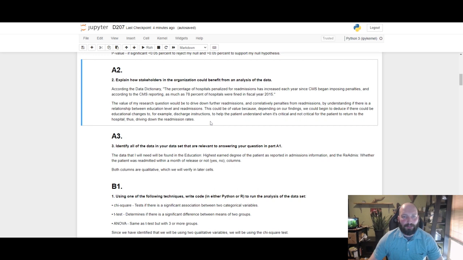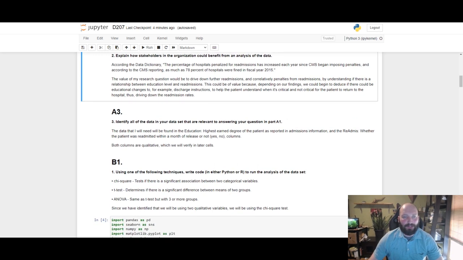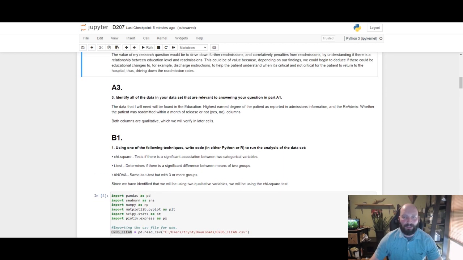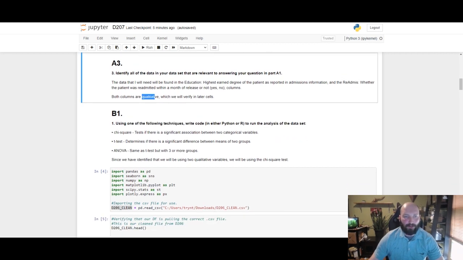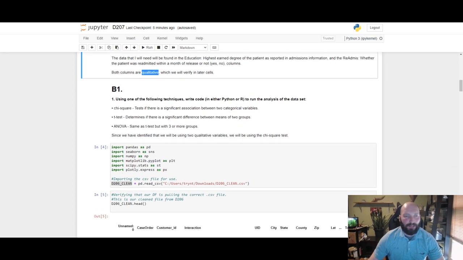Just wanted to see if there was something that I could deduce from the educational versus readmission data we had. And so this would be a benefit, because if we could tie some correlation to those two, we could begin to dive into what that looks like, maybe look at how our discharge instructions are worded, maybe lower them to a lower reading level, just to see if there's something we can change with the readmission rates. Identify all of the data that I'm using. So I'm just using the education and readmissions. Both columns are qualitative, which we will verify later.